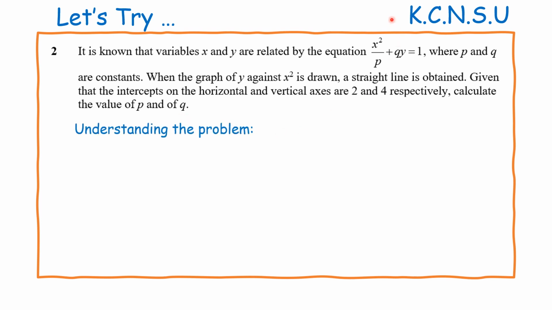I'm going to use the approach that I introduced previously called KCNSU, that is kitten cannot swim underwater. Let's take a look at the first letter. First letter is K, which stands for keywords. I'm able to identify the keywords from the question here: y against x squared is drawn. When this is drawn, I am able to have a straight line. By this phrase, I know that my vertical axis will be y and my horizontal axis is x squared.